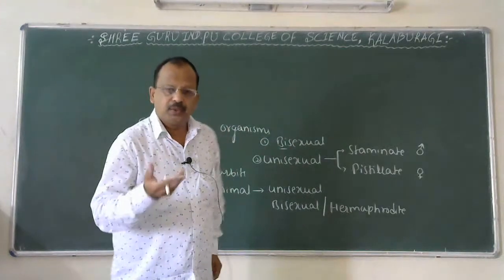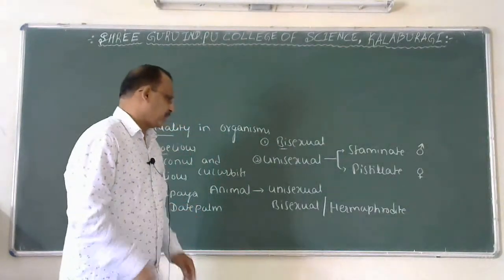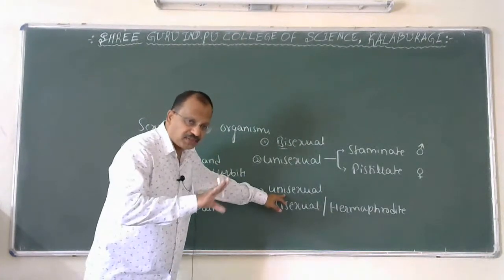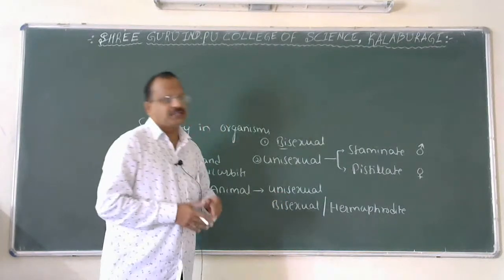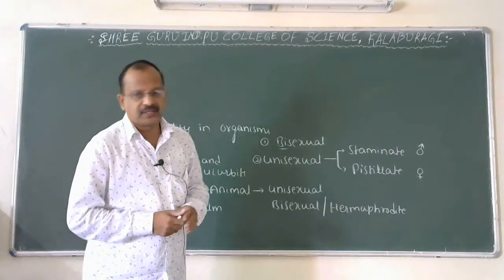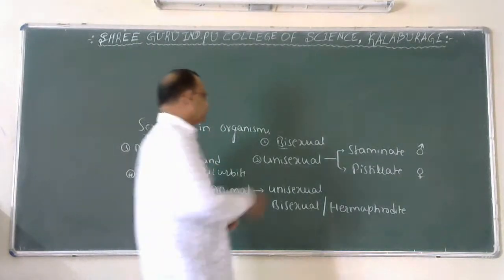Animals may be unisexual or bisexual, like plants. Unisexual example is cockroach.